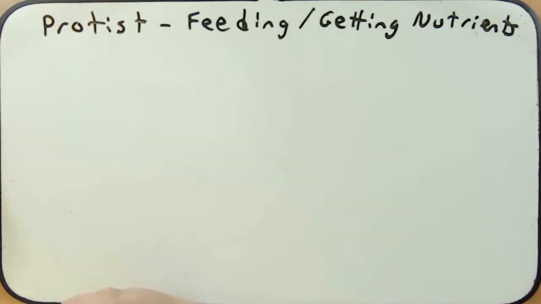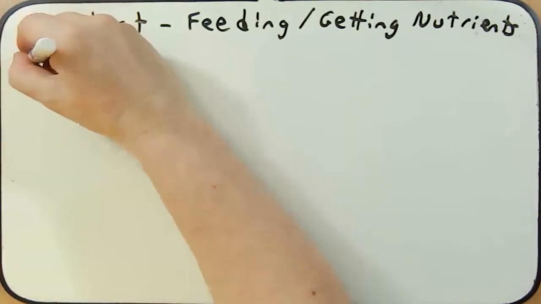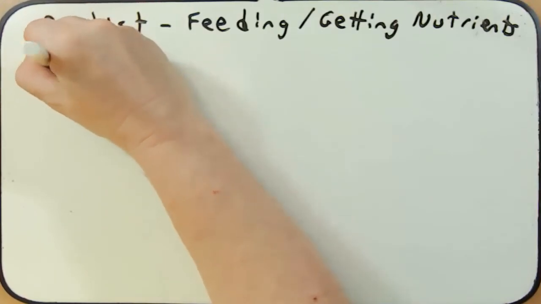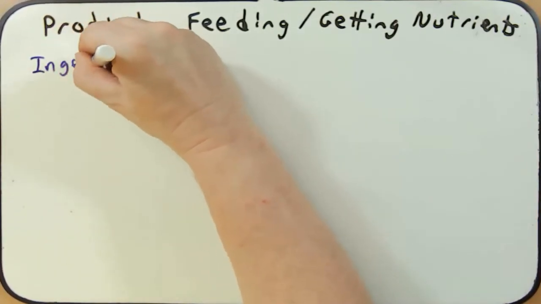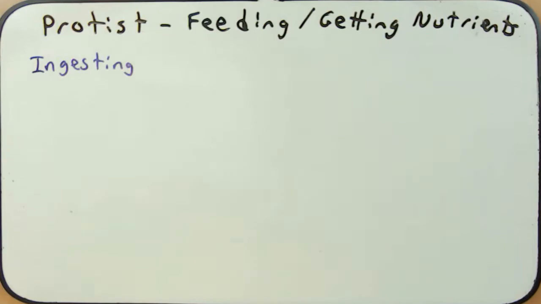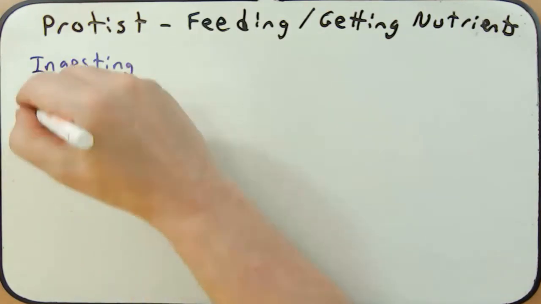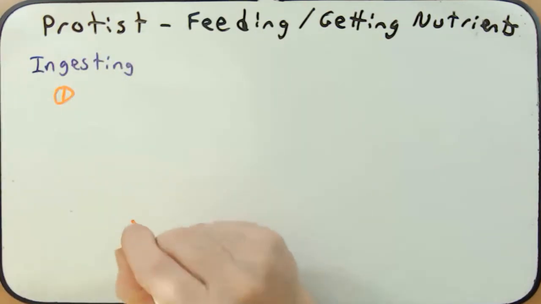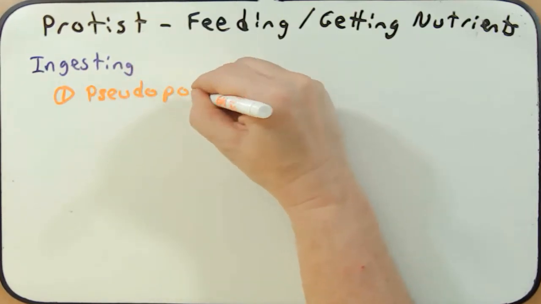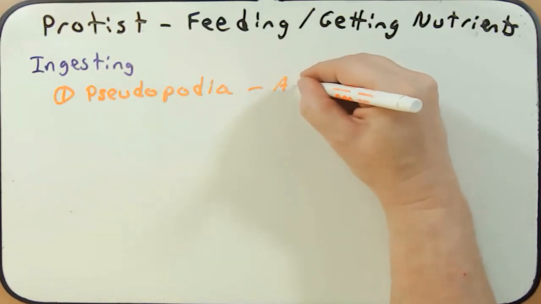The last feeding adaptation I want to talk about are those associated with ingesting. And in talking about this, I want to describe two examples. And the first will be an example using pseudopodia. And I'll use an example of the amoeba.